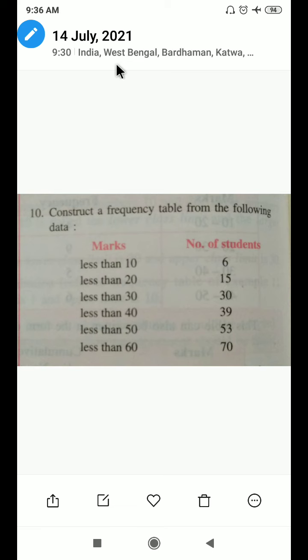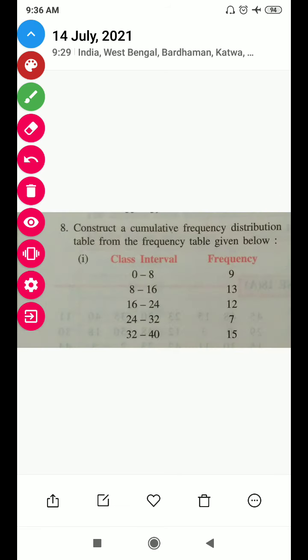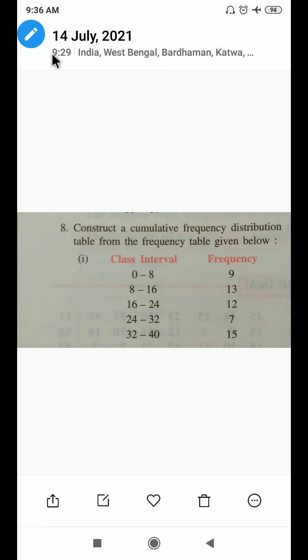So let's start. Question number 8 is given here. Construct the cumulative frequency distribution table from the frequency given below. So here the frequencies are given, you have to find out the cumulative frequency. So how to find out the cumulative frequency?